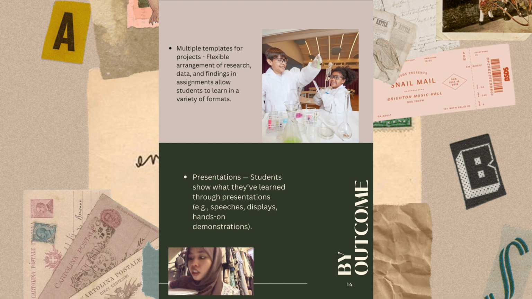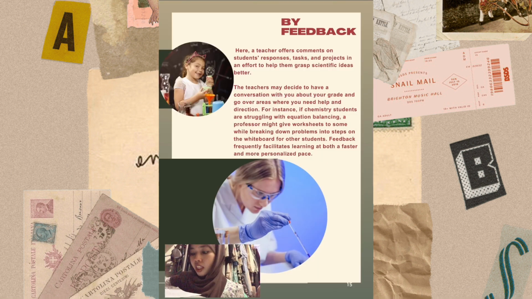By outcome, we have two examples. Like a multiple template for a project, a flexible arrangement of research data and findings in a variety of formats. Number two is a presentation. Presentation is where students show what they learned through presentation. Examples are a speech, display, hands-on, or demonstration.